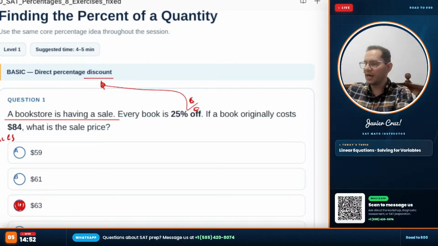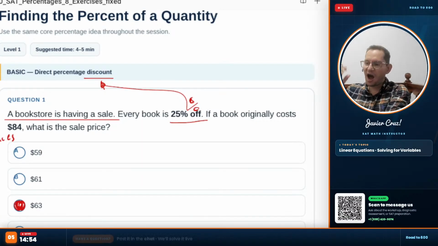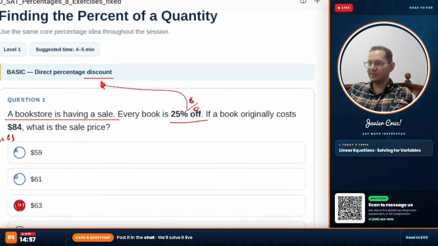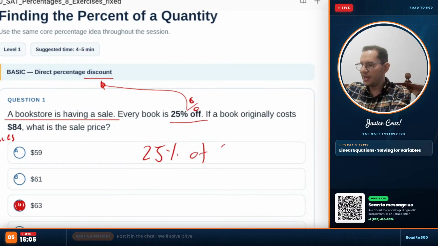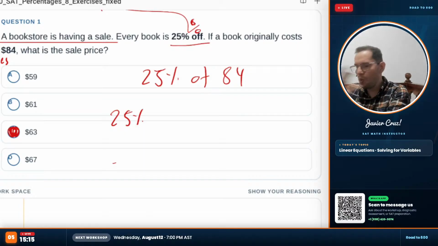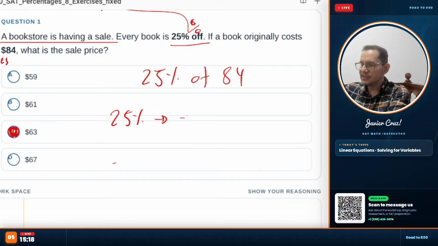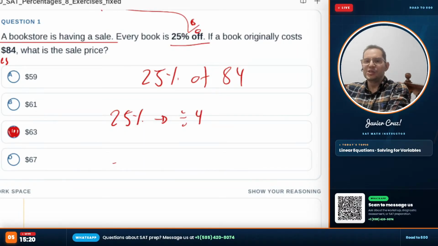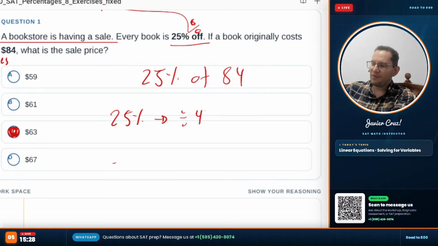Why do we need to subtract? It's because it's 25% off. So we need to discount the value from the $84, right? So the problem is, what is 25% of 84? The trick here is remembering that 25% is the same as dividing by 4. 25% is always the same as dividing by 4, right? So we need to divide the number 84 by 4.